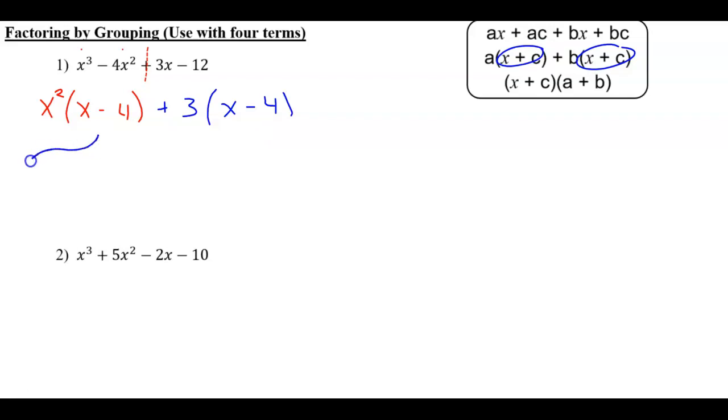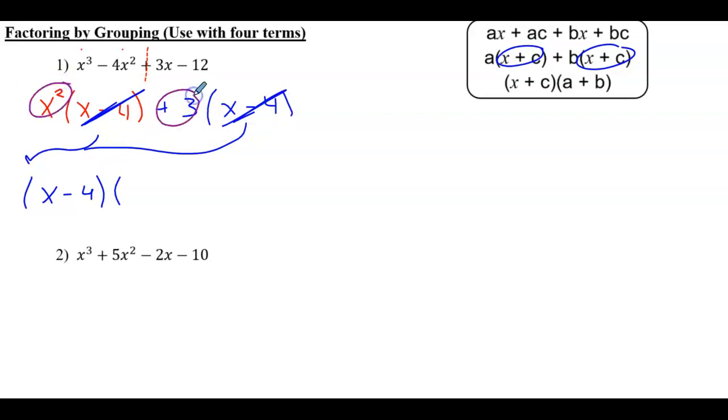So that x minus 4 gets factored out front. And then if I take that away from both terms, we're left with x squared plus 3. That's what goes in your other parentheses. Now in this case, 3 is a prime number. It does not break apart any further. So we are done factoring. That would be your answer.